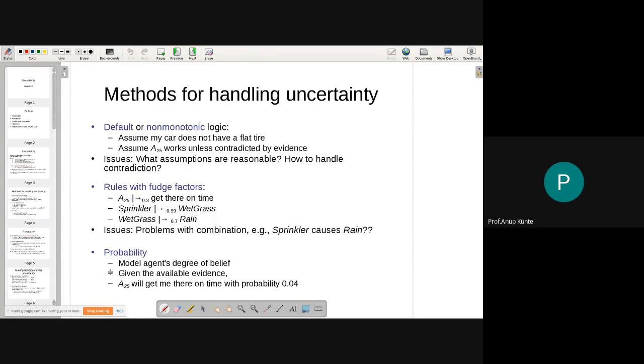So non monotonic logic यानी आप सिर्फ जो भी default method use करो, हम assume कर लो जो variables आपको पता नहीं उनको assume कर लो. So you say that my car does not have a flat tire, लेकिन actual case में flat tire हो सकता है. Okay, लेकिन अगर flat tire हुआ तो you plan a contingency, and that is what is referred to as online decision making or online mode of changing your plan.